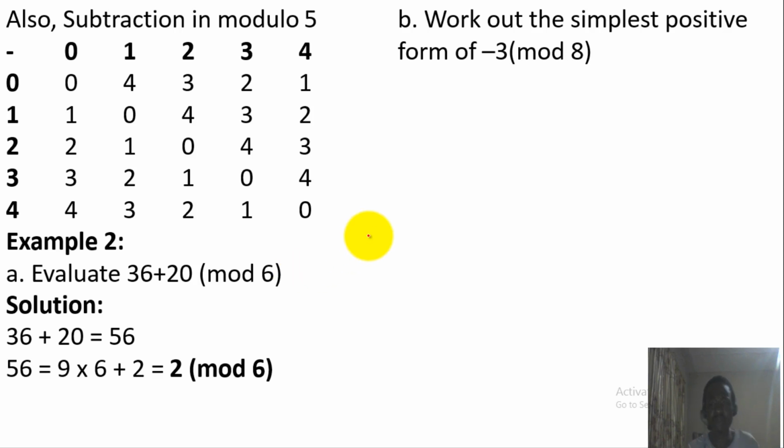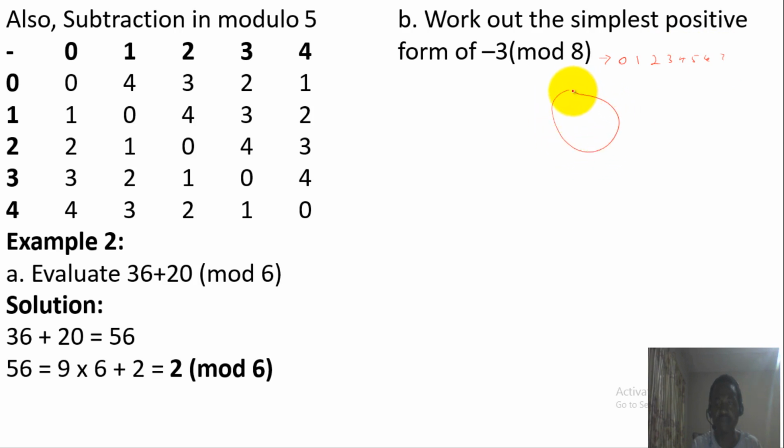Then we can work something out like this. We can work out the simplest, a positive form of minus 3. Therefore, in this particular case, I'm going to give you different ways of doing that. But the first one is you're in mode 8. Therefore, the digits in mode 8 will be 0, 1, 2, 3, 4, 5, 6, and 7. 8 will not be there.